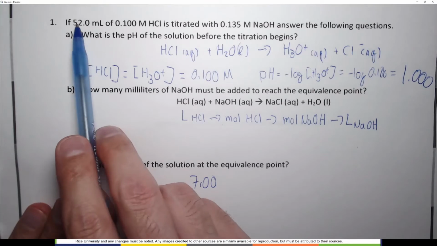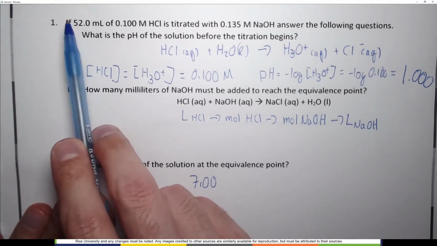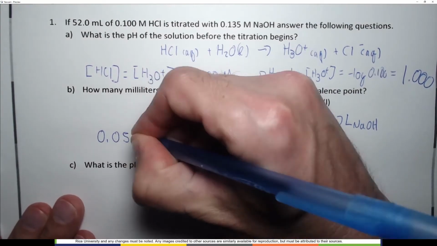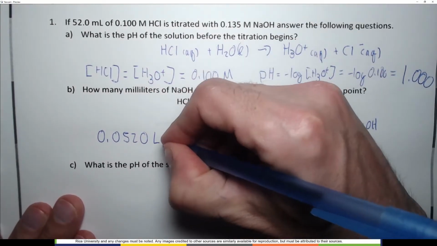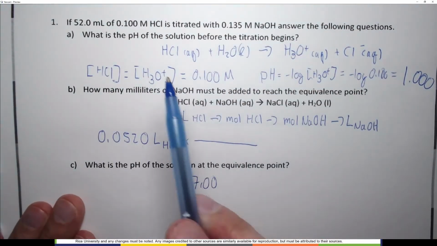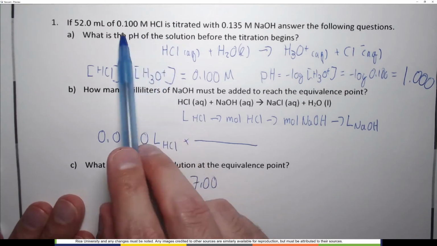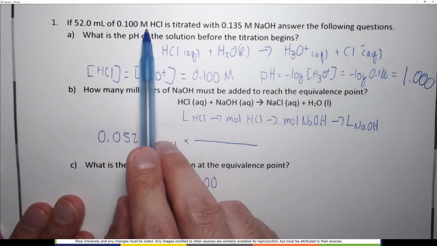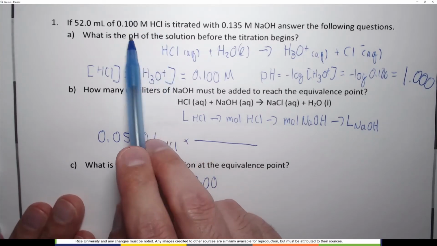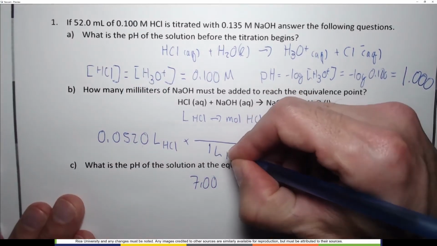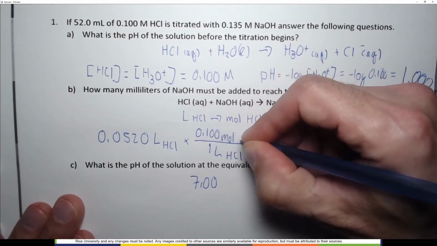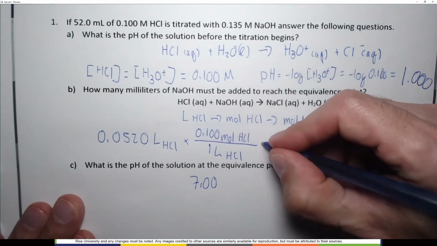So we need to take this number of milliliters and convert it to liters, divide by 1,000, which is 0.0520 liters of HCl times. We need to convert liters to moles. To convert liters to moles, we use molarity. And 0.1 molar means there's 0.1 moles of HCl in 1 liter. So therefore, we put 1 liter of HCl on the bottom and 0.100 moles of HCl on the top.